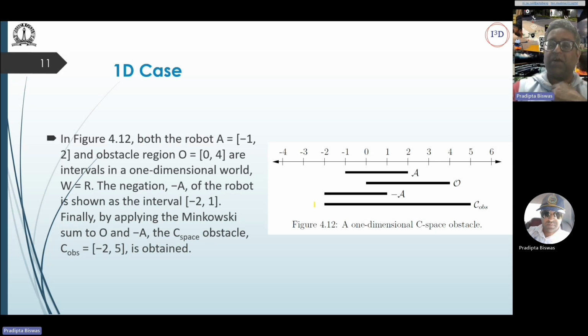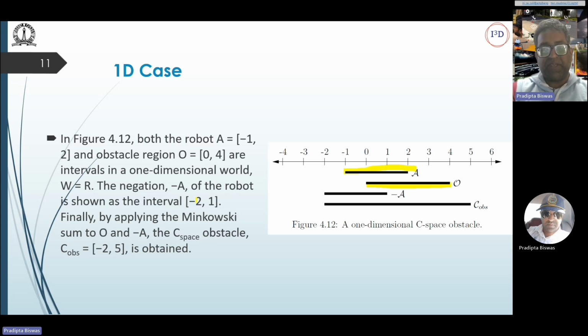1D case means that here both the obstacle and the robot are aligned. In all subsequent slides, I am using the notation in Steven LaValle's book, that the robot will be represented by this A symbol and the obstacle by O. So the robot A is spreading from -1 to +2. The obstacle is spreading from 0 to 4.